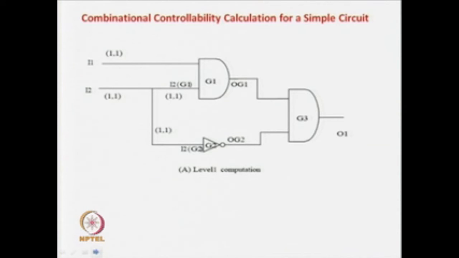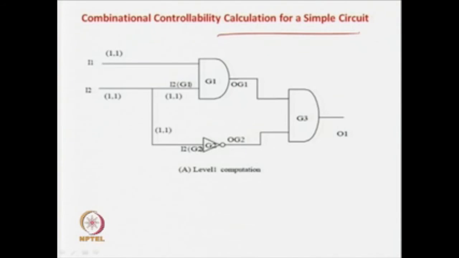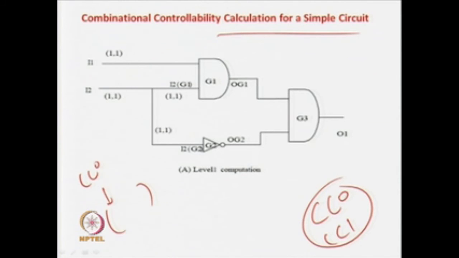Now, till now we have seen the rules for combinational controllability of 0 and 1 for all the gates. We have also seen the combinational observability rule for all the gates. Now, what will we see? Now, we will explore this with an algorithm on a simple circuit. So, this is an example. Let us first see combinational controllability of 0 and combinational controllability of 1. The notation is: this one is combinational controllability of 0 and this one is combinational controllability of 1, separated by a comma.